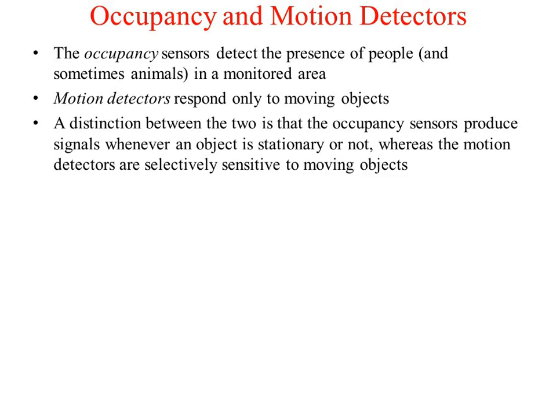A distinction between the two is that the occupancy sensor produces a signal whether the object is stationary or not, whereas motion detectors are selectively sensitive to moving objects. As I said earlier, when the object is moving, the motion sensors are sensitive to such moving objects, and if any animal, object or person is present in the observation or monitored area, then in that case the occupancy sensor will be helpful.